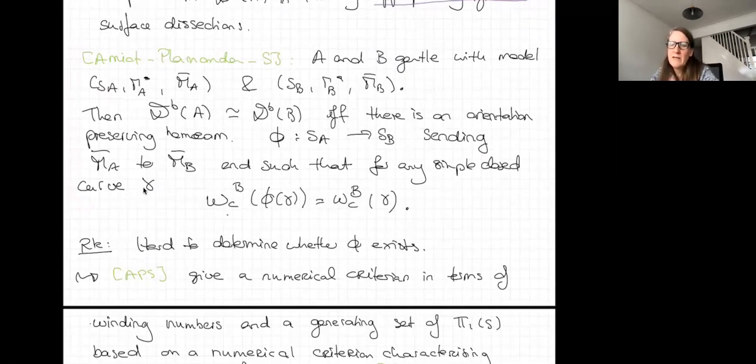And conversely, I guess people have been looking for derived invariants for gentle algebras, and it really seems that the geometry might actually be necessary. At the moment it is, but I don't know how much more generally this is true.